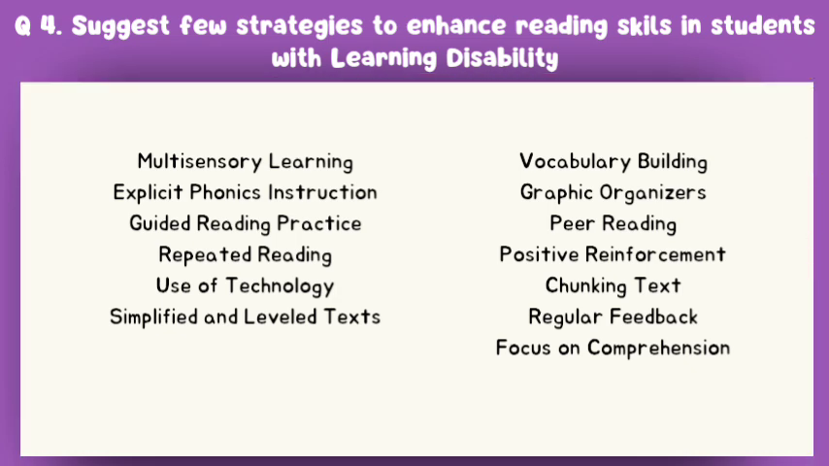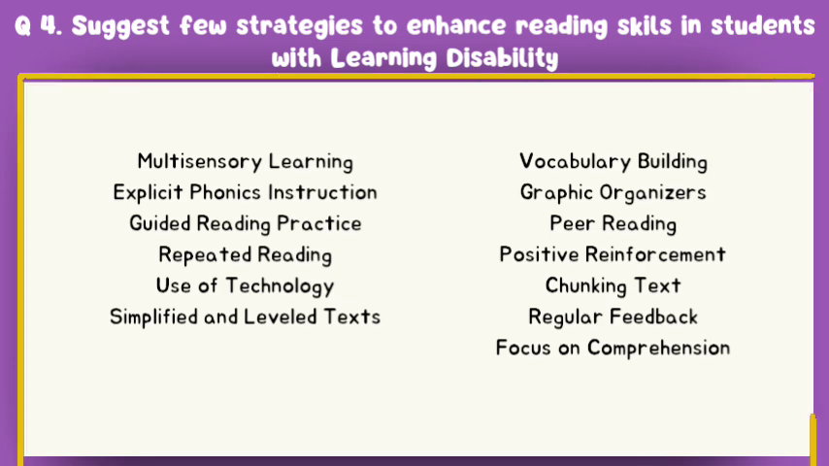Pair students with a reading buddy for practice and encouragement. The next is positive reinforcement. Chunking text: breaking longer passages into short, simple sections to make them easier to process and understand. Next is regular feedback, providing constructive and encouraging feedback to guide progress and address specific challenges. The last one is focus on comprehension, teaching strategies like summarization, predicting, and asking questions to improve understanding.